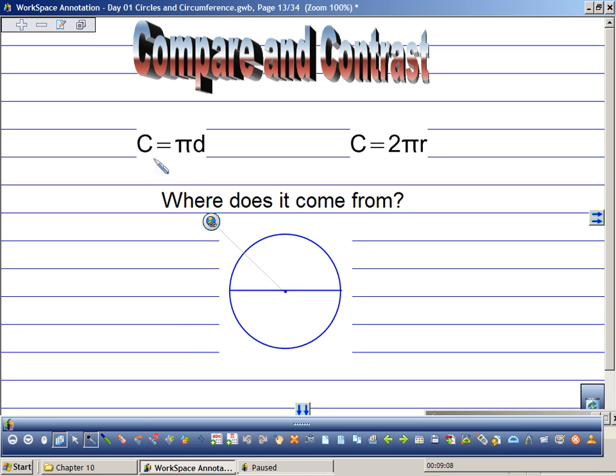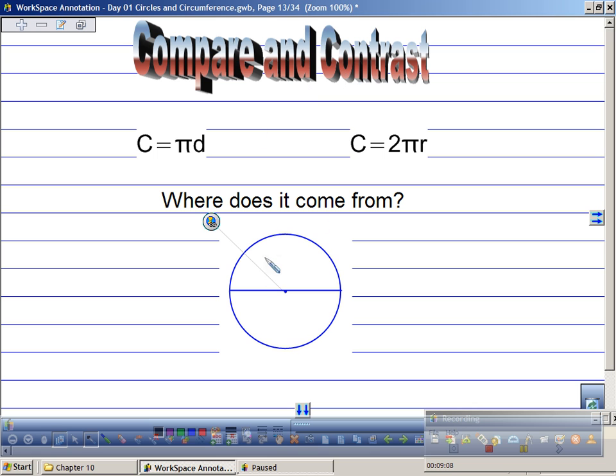Let's compare and contrast these two equations. All right, I'm not a big fan of two equations that say the exact same thing. So compare and contrast this for me. Why do I say that these two equations are the exact same thing? Two radii make one diameter, right? So why do I need two? I don't.